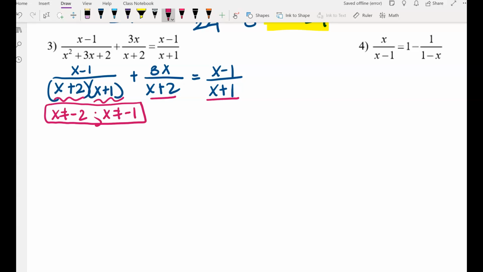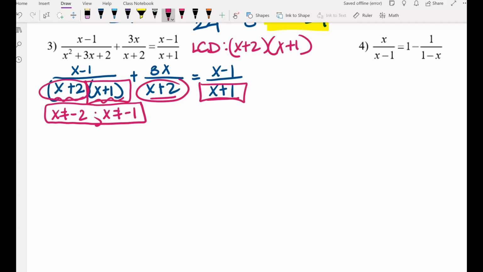And then from here, let's see what the lowest common denominator is. We have x plus 2. Okay, so I'm going to take one of those. And then we have x plus 1. So that's another one that will be part of our lowest common denominator.